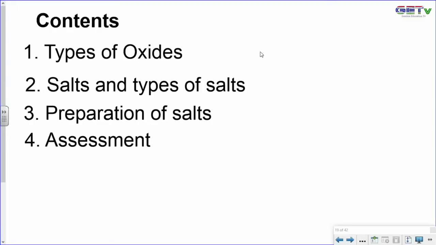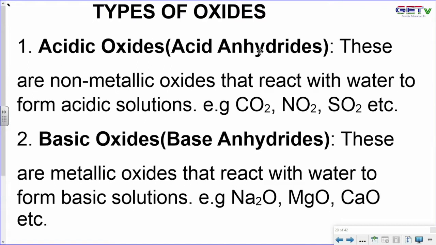Now our contents are types of oxides, and then we will deal with salts and also the types of salts, and then we will deal with preparations of salts, and then finally we have our assessment. Now we have many types of oxides, namely neutral oxides, basic oxides, acidic oxides, amphoteric oxides, and also peroxides. Now we will deal with each of these oxides one after the other.